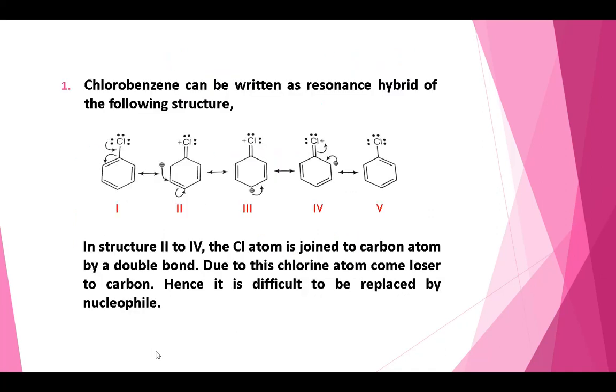Second reason is that if we take an example of any aryl halide, like chlorobenzene, and draw the resonance hybrid structure, then we will find that, from structure 2 to 4, the chlorine atom is joined to the carbon atom by a double bond. Due to this, the chlorine atom comes closer to the carbon atom, and is linked tightly to carbon. Therefore it is difficult to be replaced by other nucleophiles.